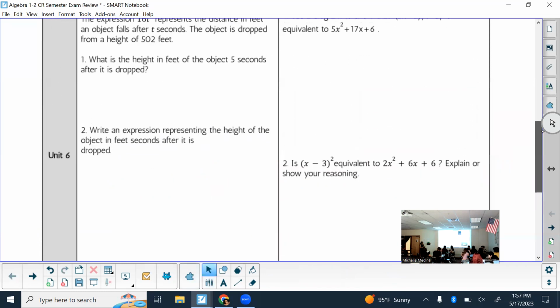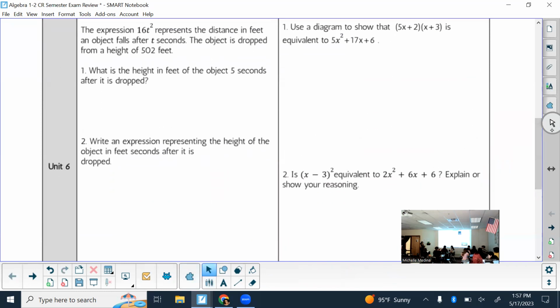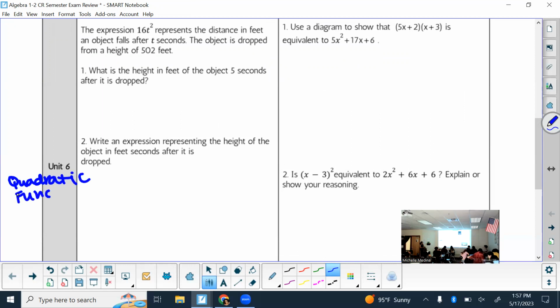Unit 6, can someone remind me what that was about? Quadratic function. Specifically, like, multiplying to make it standard form and that stuff. So.